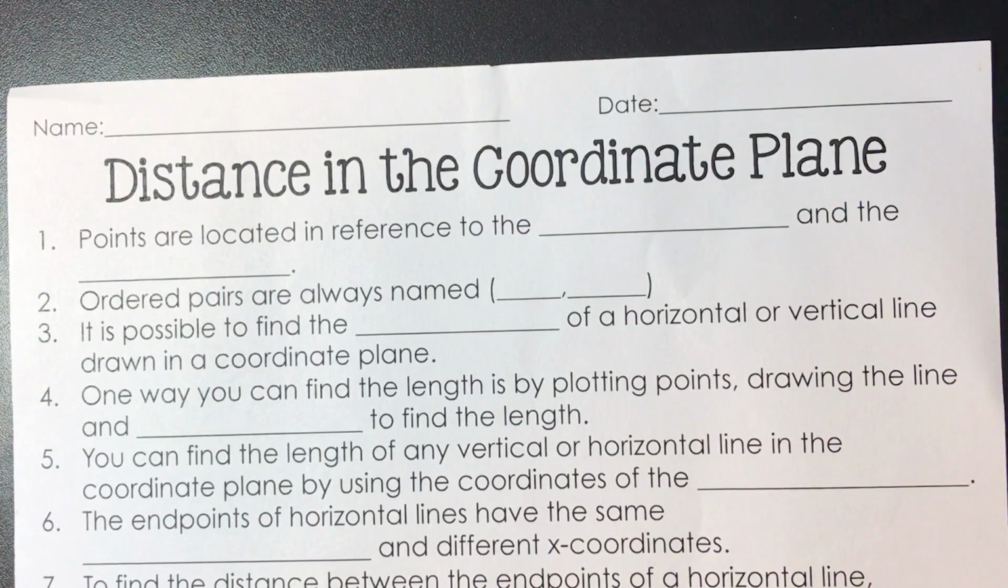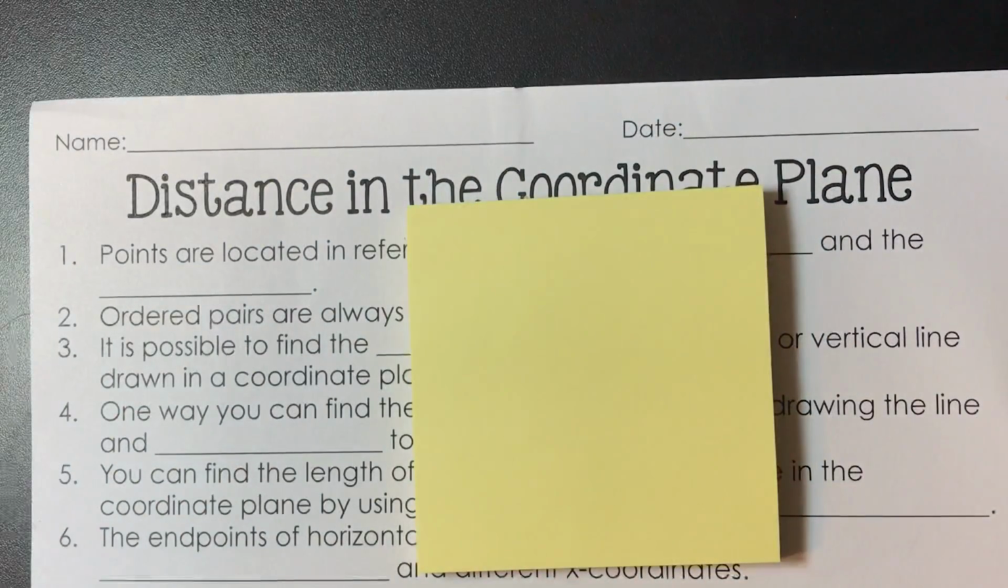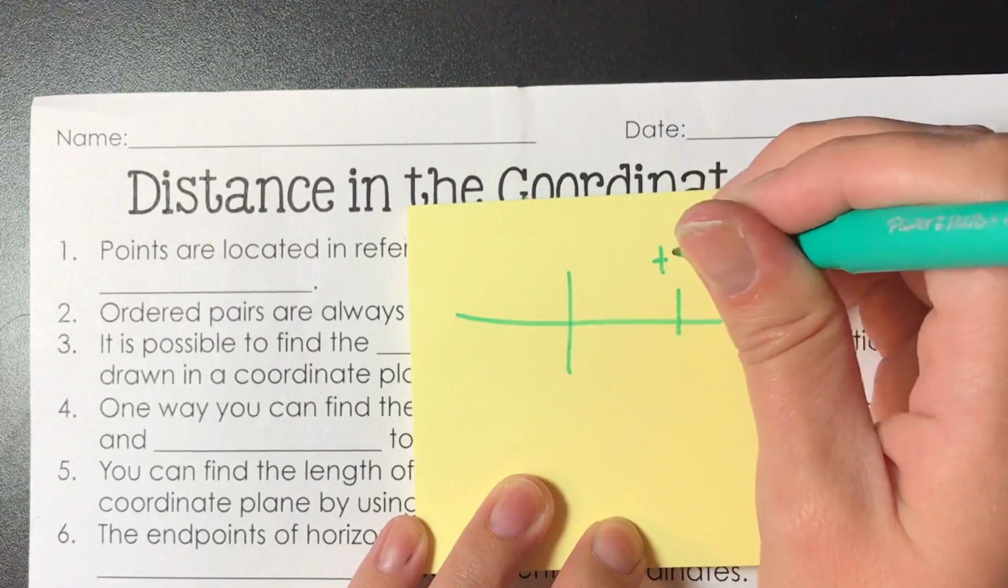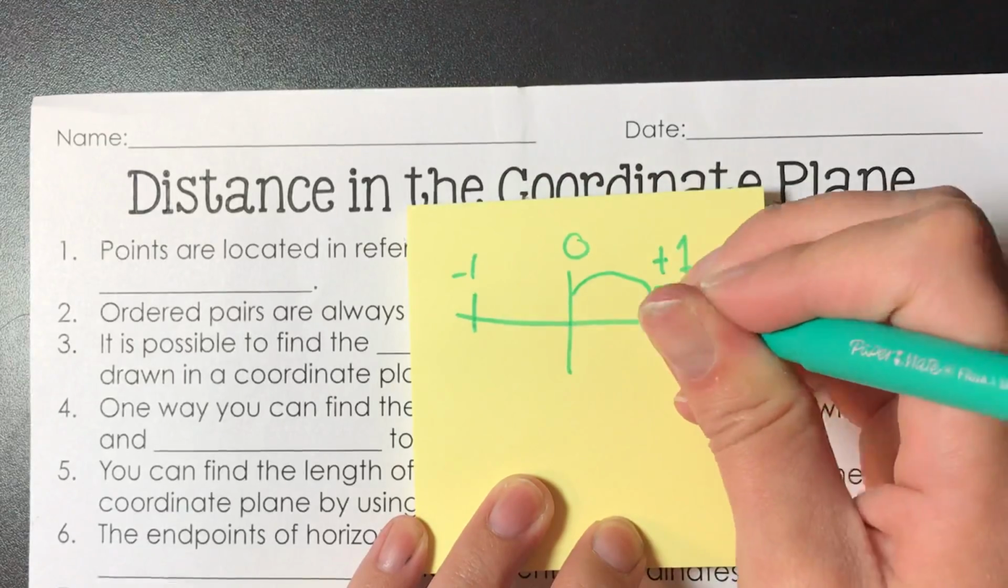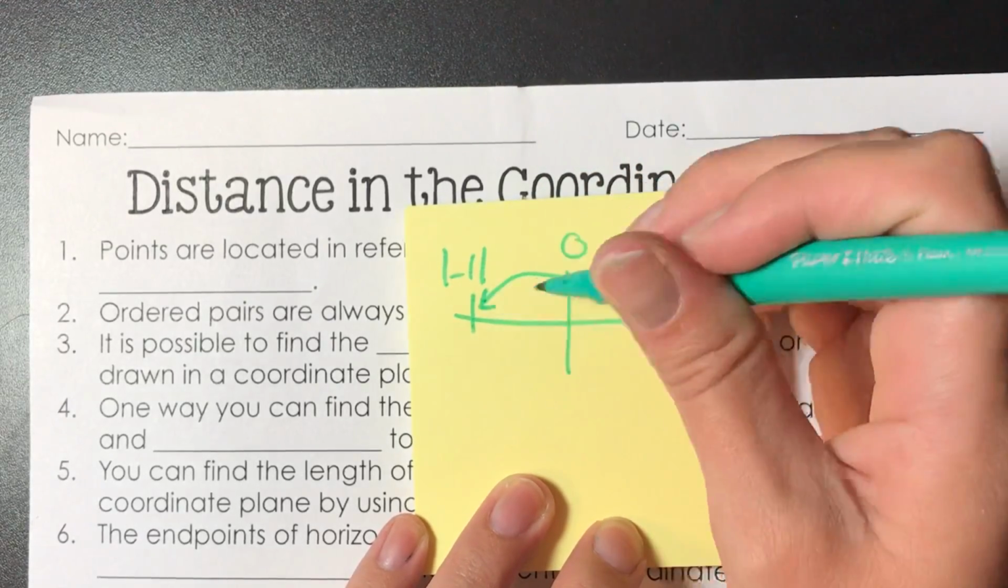Hey guys, we're going to jump right into distance in the coordinate plane. When we're talking about distance, remember before when we were talking about positive and negative numbers and opposites? We were talking about absolute value, like the absolute value of positive 1 is 1 space. The absolute value of negative 1, the distance from 0, is 1 space.